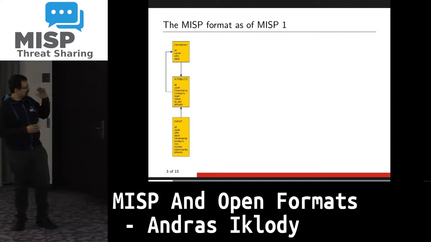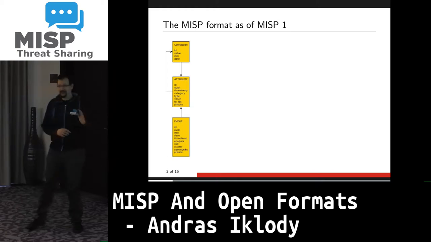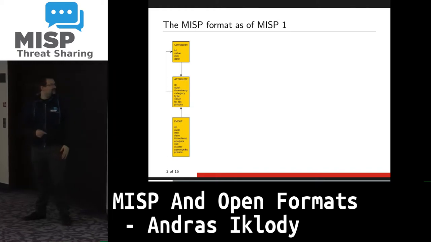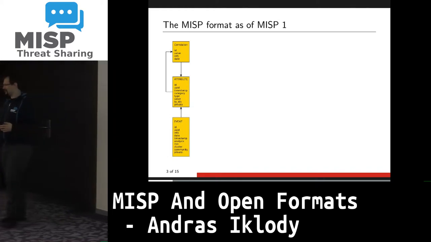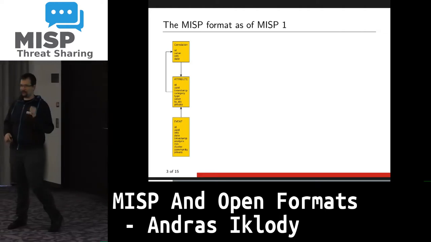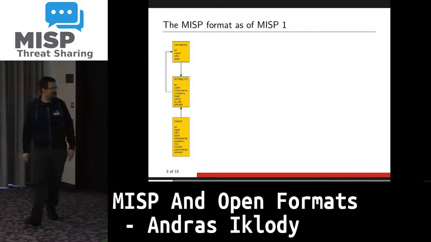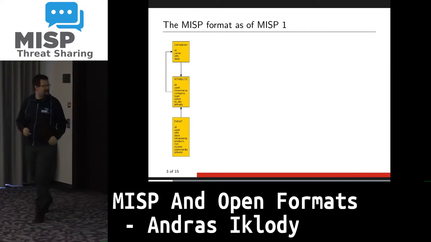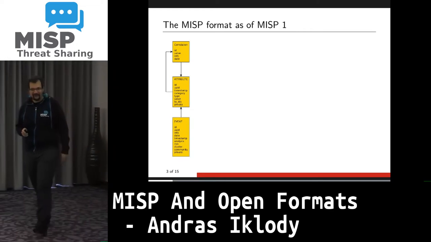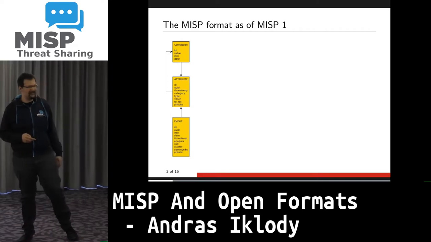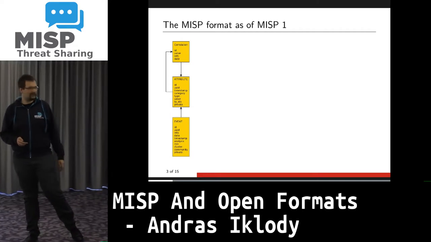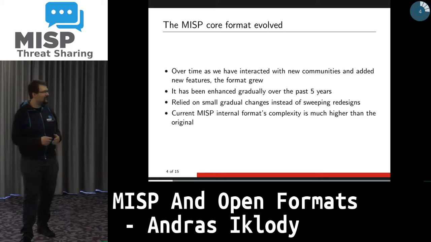So it was an event with a flat list of attributes with very few fields, with almost no distribution settings or anything fancy like that. We basically had a private flag. Not private means just distributed to everyone. Private means it's only for you. And that was basically what we had during those days, something like 5 years ago. So quite a while ago.